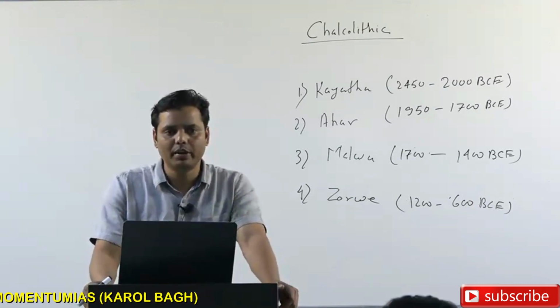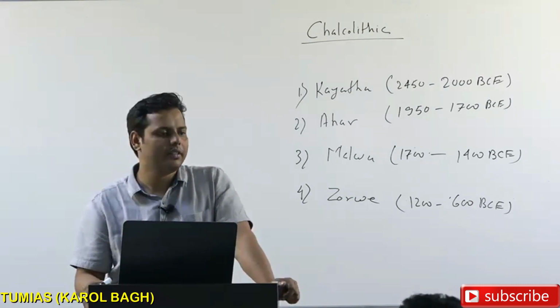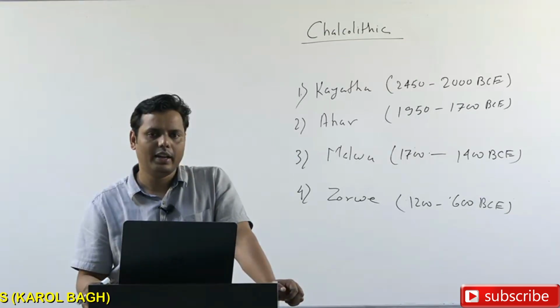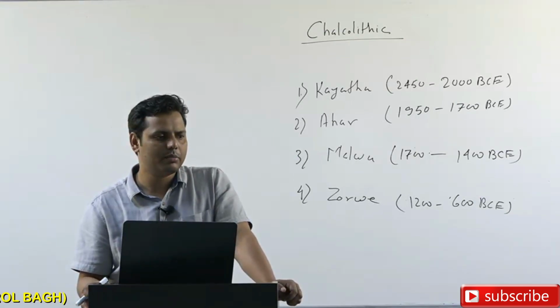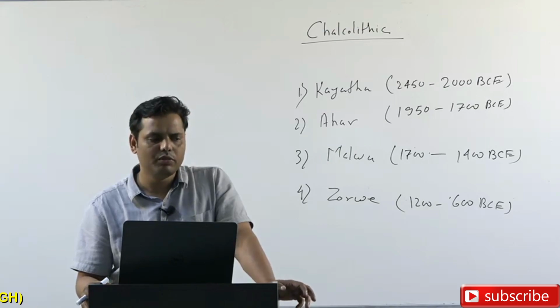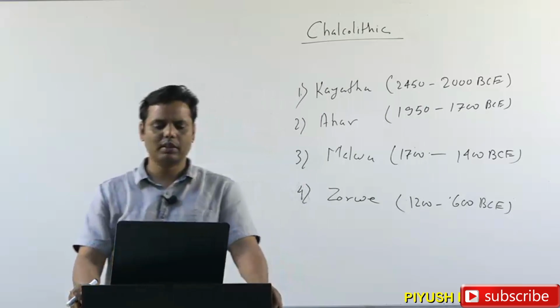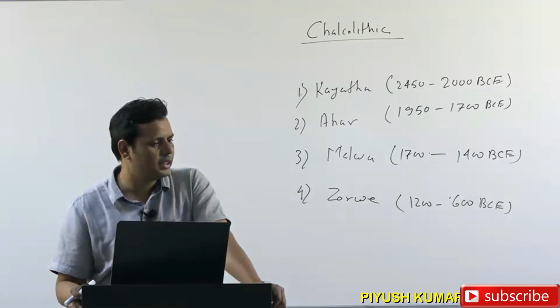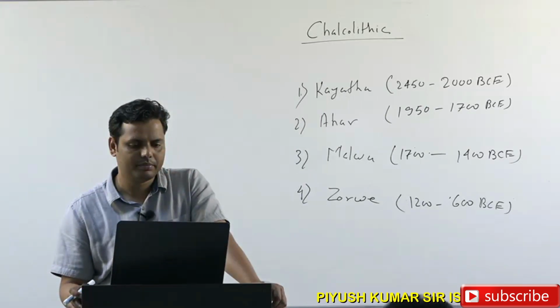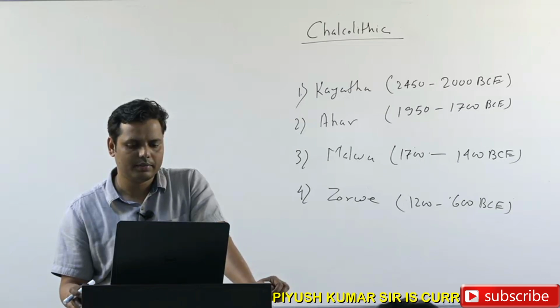Right? Got the point? So on different stages you'll find different cultures in Chalcolithic, right? And in every stage you'll find a certain level of advancement that is coming, and they are moving towards urbanization. So that's the most important thing that could be discussed for the exam. So just give the first heading, the Kaitha culture.